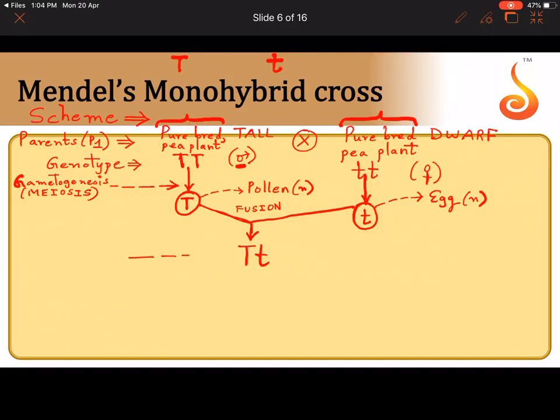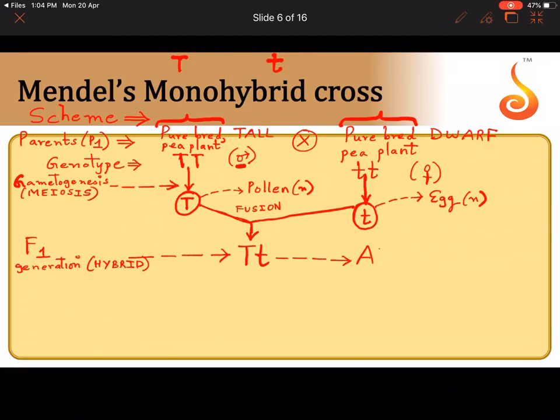So what does the seed belong to? The seed belongs to F1 generation. So you should write here F1 generation. In brackets you have to write hybrid. The offspring obtained from a hybrid cross is a hybrid plant, isn't it? Now what did he do? He took the seed and he sowed it in the soil. All grew to become tall.